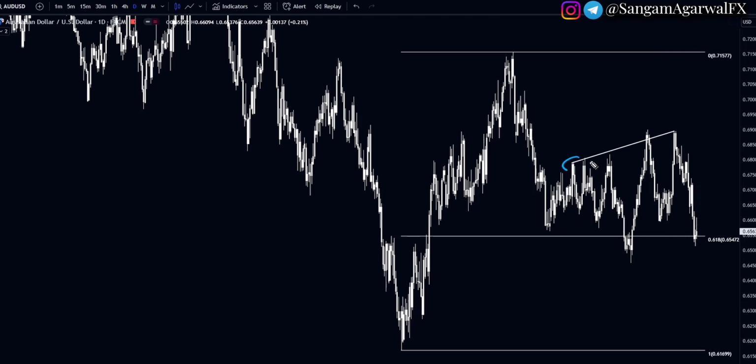Then AUDUSD, after a retest of this upper trend line, price is back to the 61% retracement level. So this is your strong support level. You can say last, if this level breaks, then it can go back to 61,699.